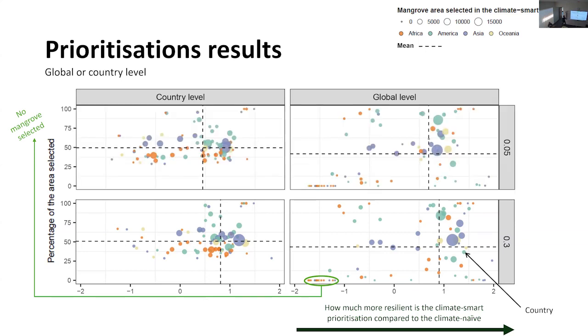And we see this also running it for different thresholds. So this is the most climate smart we run, 0.3, but also 0.05. That's the threshold we use for the selection of the climate priority areas I talked about before. It's a bit less costly in the total area selection, and it's also less climate smart, as we see from the vertical lines.